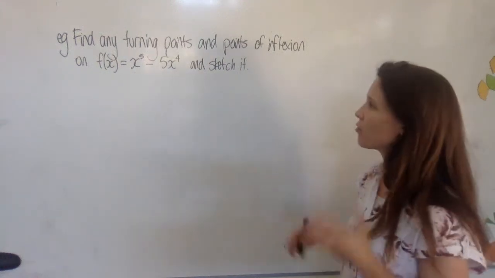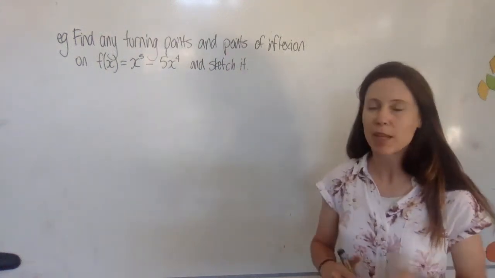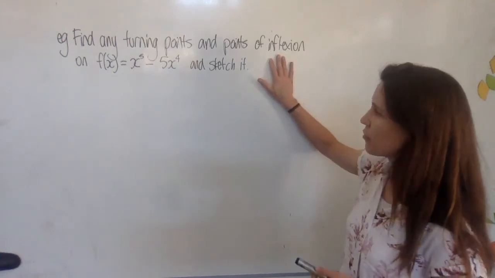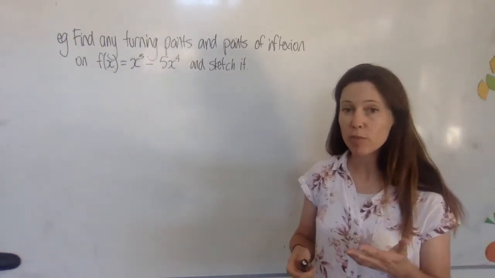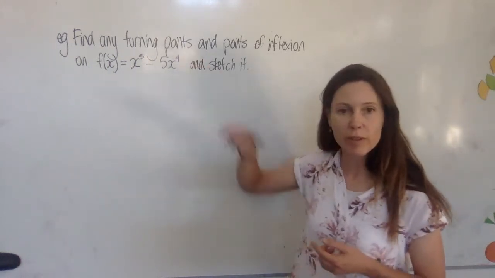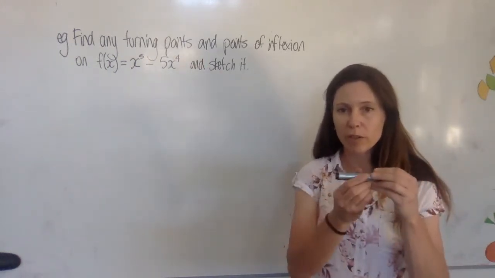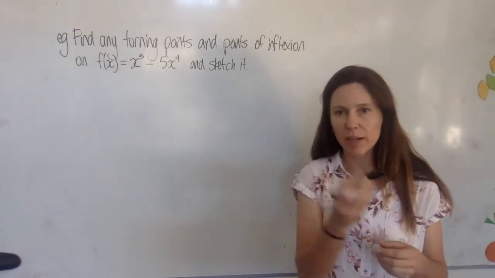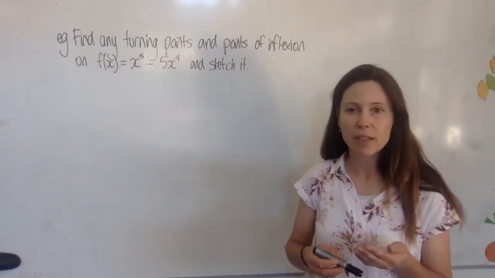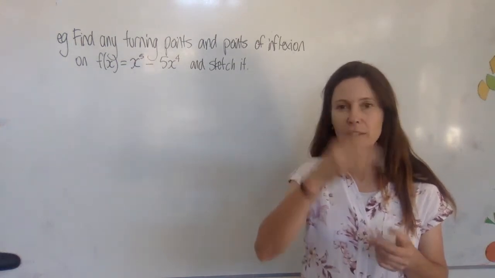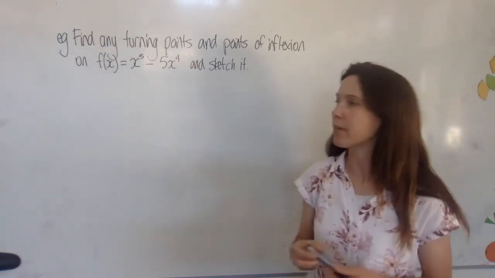Okay, here again I need to find turning points and obviously also their nature, and I need to find points of inflection on this curve, and then I need to sketch it. Now remember, we've got two methods of finding the nature of our turning points. Once we've found our flat spots, we can look at the gradient on either side and see if it's going up or going down. But we can now also just look at the second derivative and see if it's greater than 0, smiley face, or less than 0, frowny face.